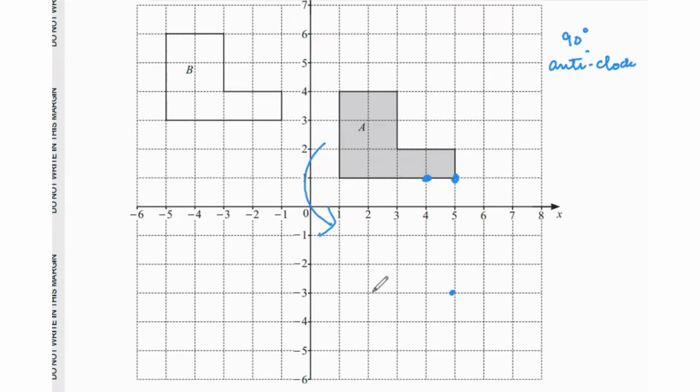This is 1, 2, 3, 1, 2, 3, 1, 2, 3, 4. So this is going to be our shape. 5, 1. Then we have 5, -3. Then we have 2, -3, 2, -1, 4, -1, and 4, 1. So this is our shape after 90-degree rotation, the anti-clockwise direction.